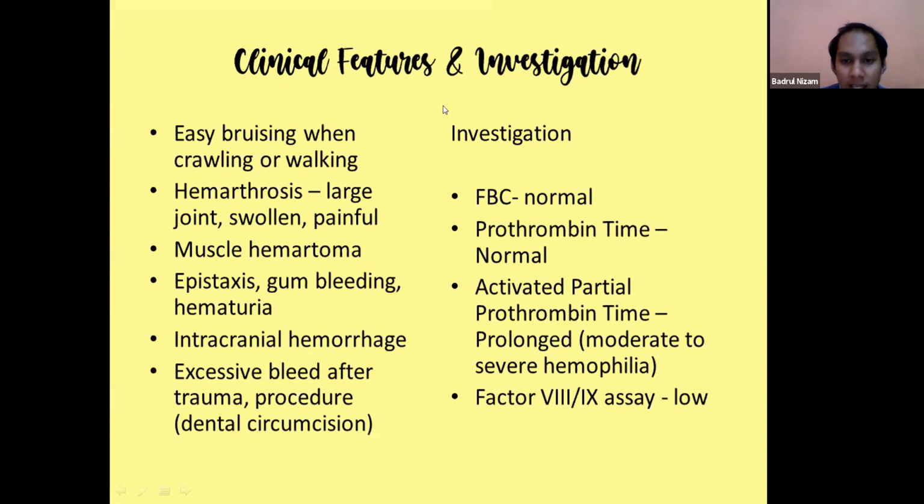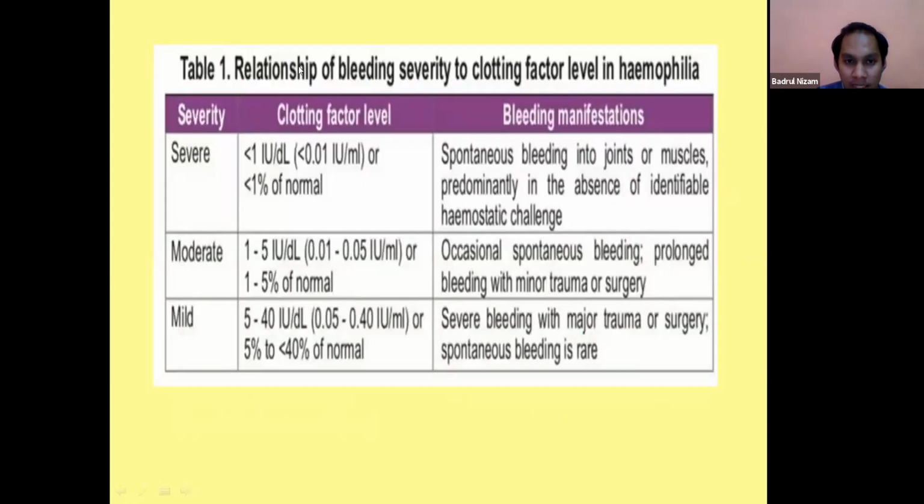For the investigation in hemophilia, the FBC will be normal, with no abnormality. But when we do the coagulation screen, we find that the APTT will be prolonged, because it affects factor 9 and factor 8, which are involved in the intrinsic pathway. So we know the APTT tests for the intrinsic pathway. For the specific investigation, we do the factor 8 or factor 9 assay, which shows low factor 8 or factor 9.